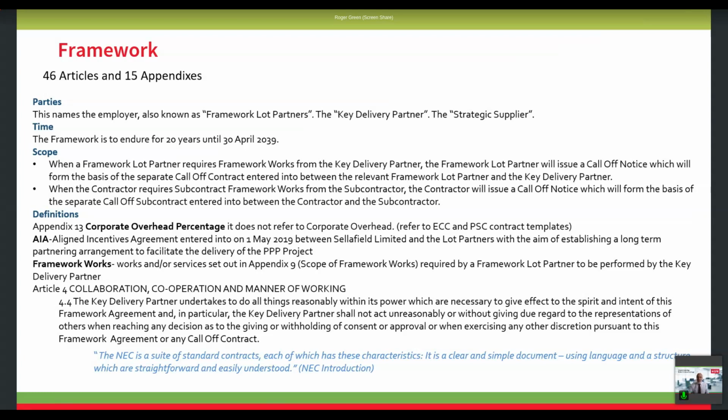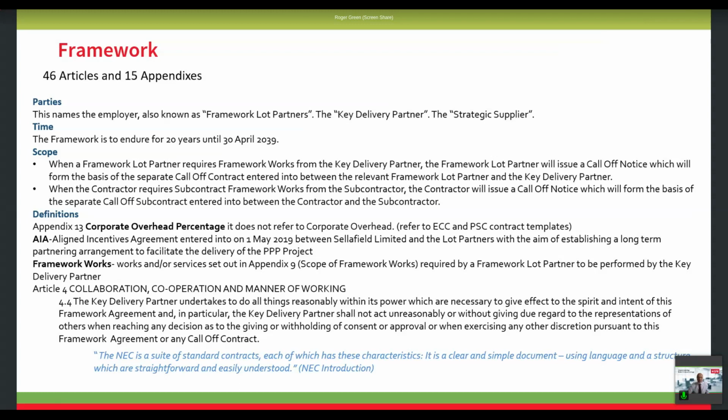Now, this is where we start coming into some terms that you need to get familiar with. So the parties are named: the employer, which is also known as the framework lot partners. So think back to the first slide. The key delivery partner, which effectively is a contractor, so we're KDP8, and then you have a strategic supplier. So the strategic supplier is what we're talking about here in terms of the supply chain.